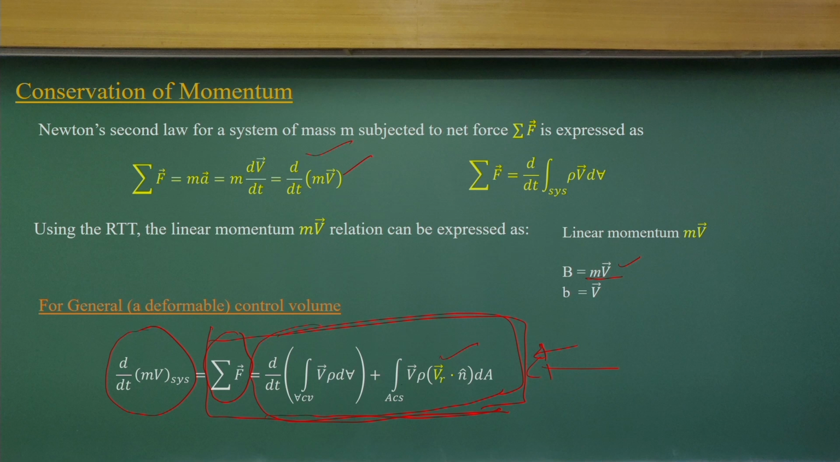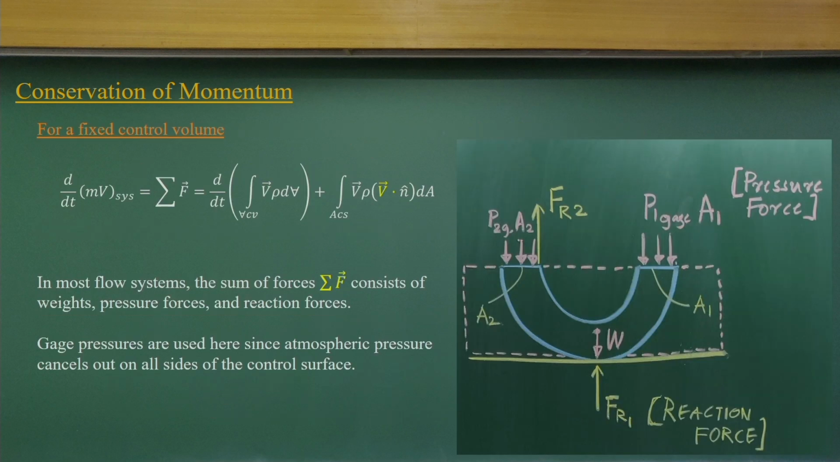These equations will be simplified to solve the problems, because as of now we cannot solve them, since they have surface integrals and also volume integrals. So, let us consider a fixed control volume, that means the control volume is fixed. So, your VR becomes V in this case. So, you have a volume integral and a surface integral like this. This is my control volume.